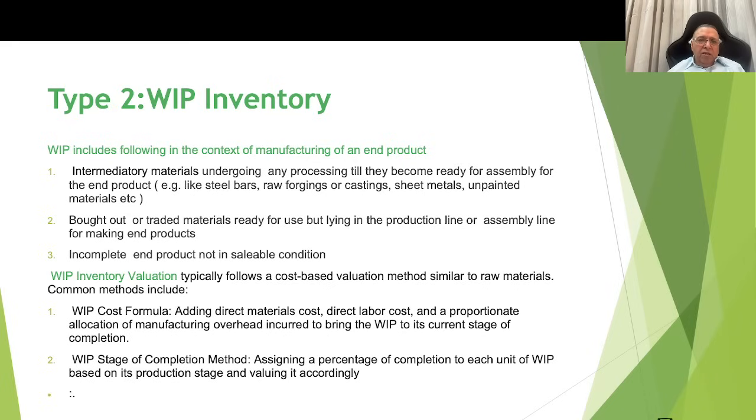WIP inventory valuation typically follows a cost-based valuation method similar to the raw materials, and common methods include WIP cost formula, which is the added direct material cost plus direct labor cost and a proportionate allocation of the manufacturing overhead incurred to bring the WIP to its current stage of completion. And number two, WIP stage of completion method. Assigning a percentage of the completion to each unit of the WIP based on its production stage and valuing it accordingly.